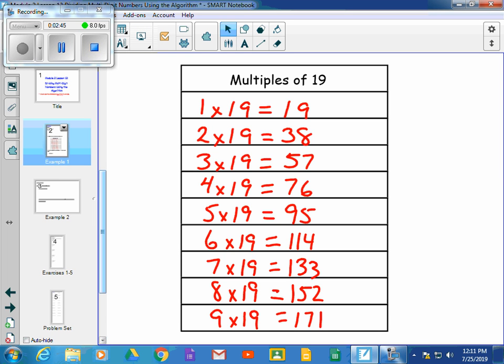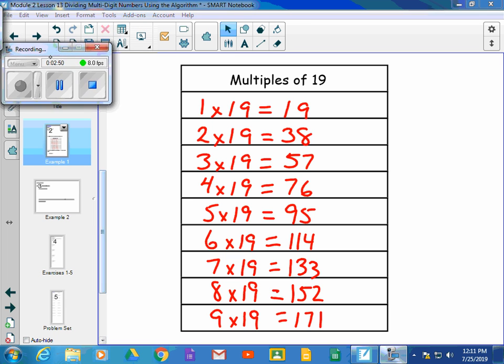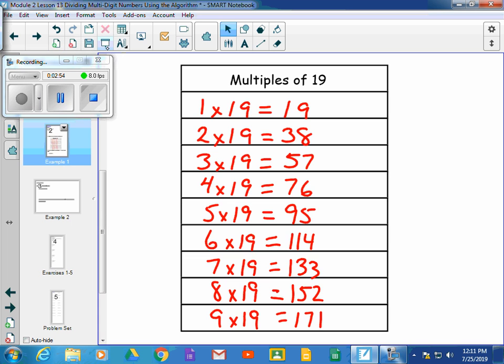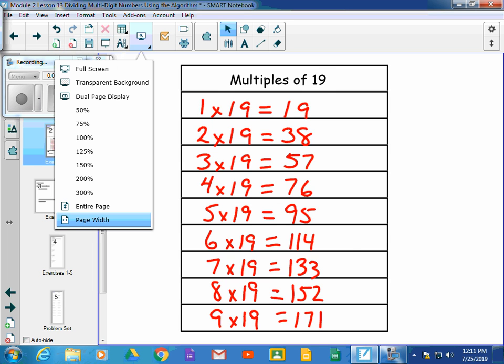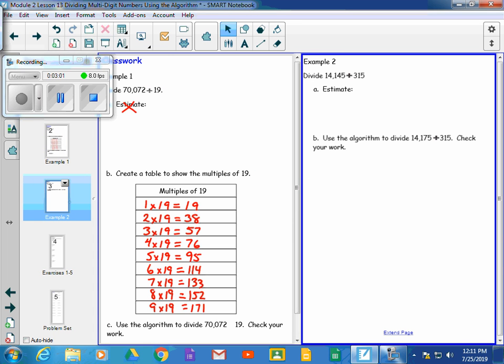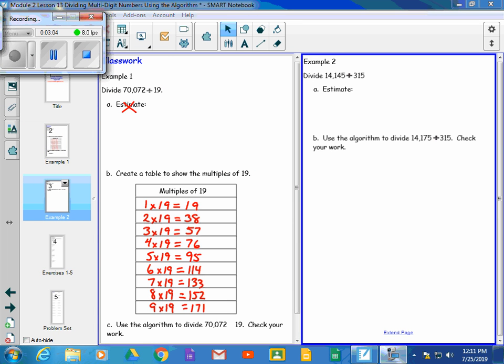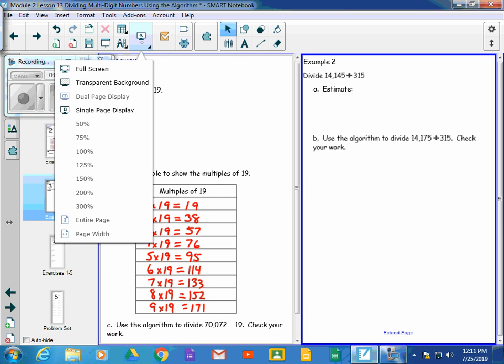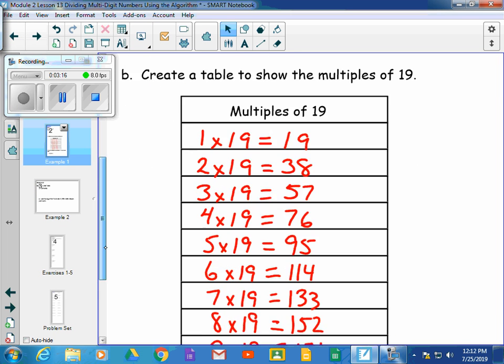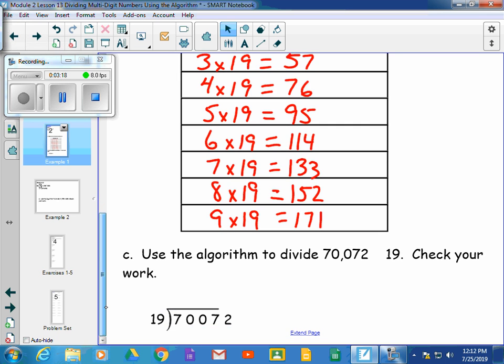Now, the next page is where they have the brackets set up. And I'm going to see if I can split screen this, so that I can see my list of multiples so that I can divide. It's not going to work. I'm going to have to do some scrolling up and down the way I have it set up.